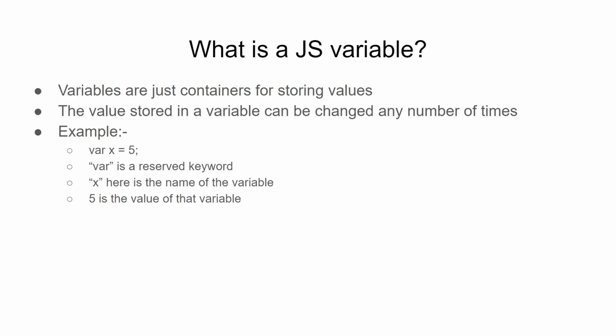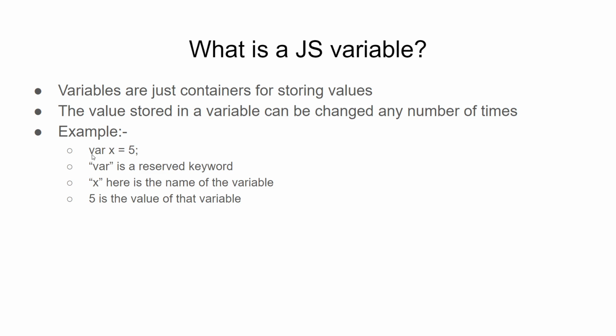In this video, we're going to look at what a JavaScript variable is. A JavaScript variable is just a container for storing values, and the value stored in a variable can be changed any number of times. The whole point of having a variable is that it is capable of varying its value. So a variable is a container that stores values and the value of that container can keep changing. That is the essence of a variable.